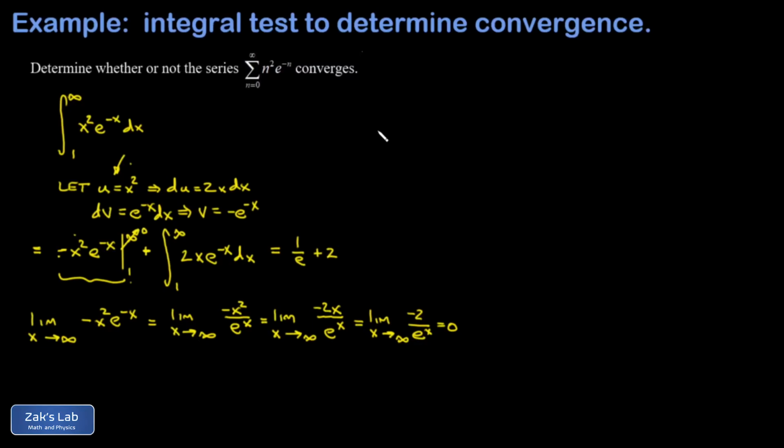I'm going to go ahead and pull the 2 out of the integral while I'm writing this step. And there we go. We have 1 over e plus twice the integral from 1 to infinity of x e to the negative x dx. We have to apply integration by parts for the second time.